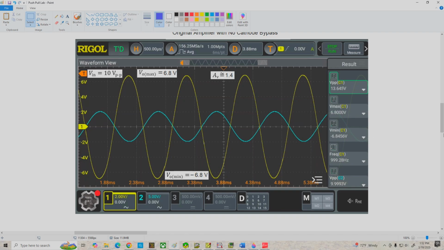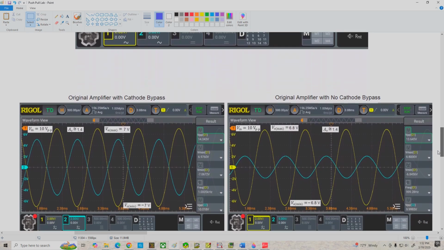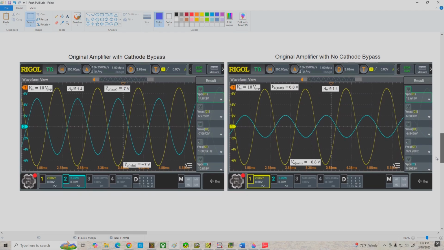And in order to make it easier to make a comparison, I put both traces side by side. The yellow traces are the ones we're interested in. The blue is just the input. It's on a different scale. I should have changed it to make it the same. But in any case, with cathode bypassing, we're getting about 14 volts peak to peak out. With no cathode bypass, we're getting about 13.6, and the waveforms are basically the same.